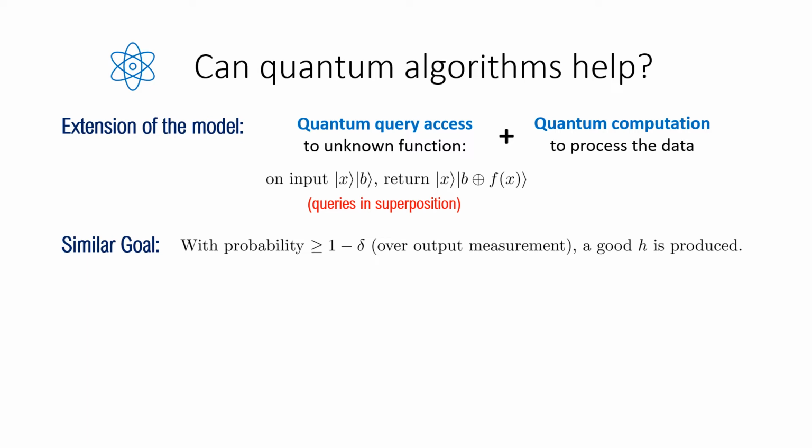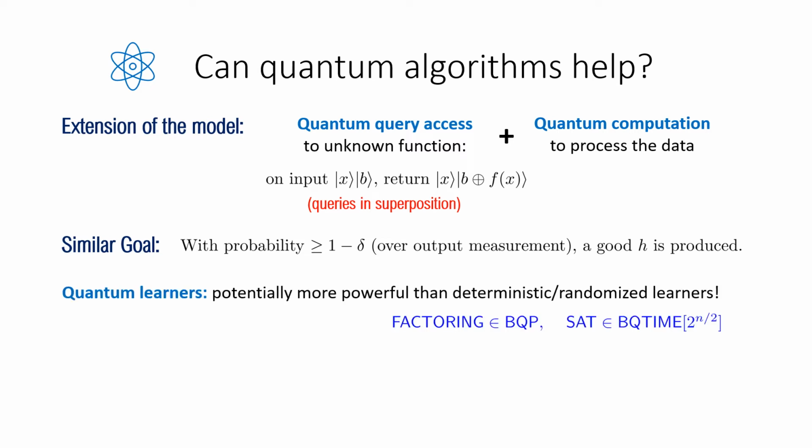And the goal is similar. With high probability, now over the output measurement of the quantum circuit, we would like to produce a good hypothesis H, which has error at most epsilon. Quantum learners are potentially much more powerful than deterministic and randomized learners. For instance, even if we don't think about the query access, if we only look at quantum computations, then we have much faster algorithms for central problems.